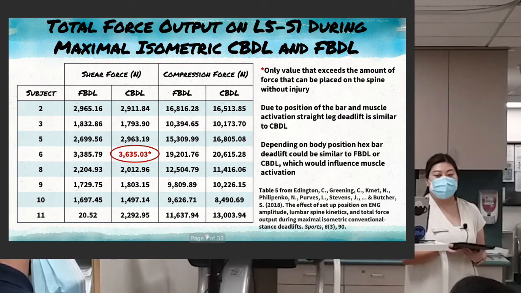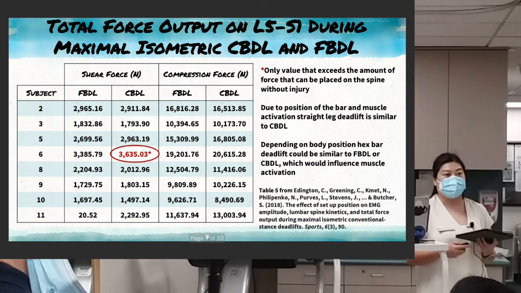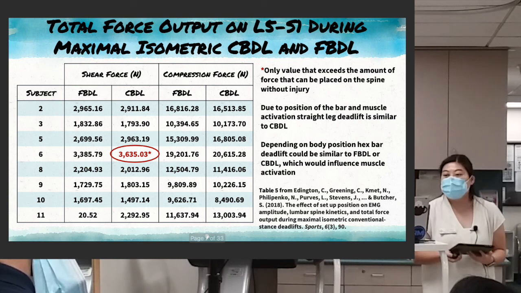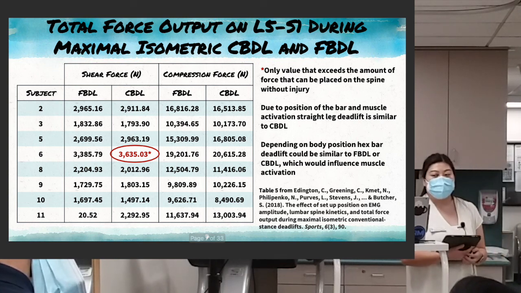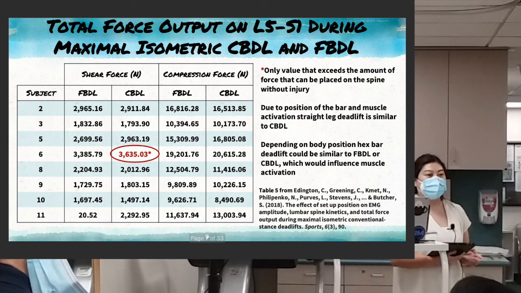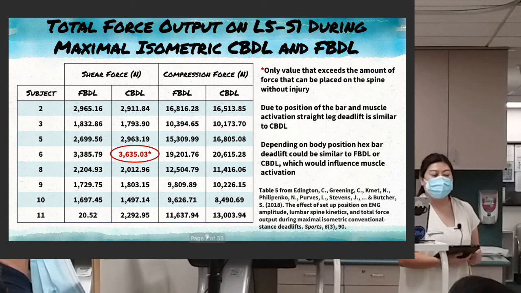So basically all of the forces that you see in this chart here are below the amount of force that can be placed on the spine without injury, except for the one circle here. And due to the positioning of the bar and muscle activation, the straight leg deadlift will have similar forces as the close bar deadlift. And then depending on body positioning for the hex bar, so either vertical or horizontal, it could be similar to the wide bar or the close bar deadlift, which then would influence the muscle activation.